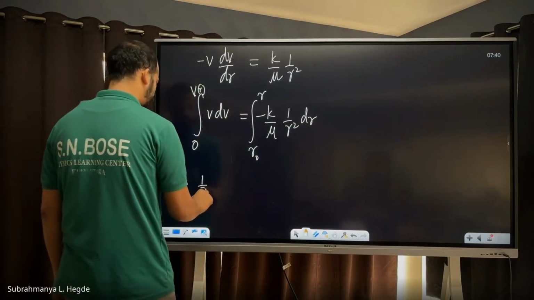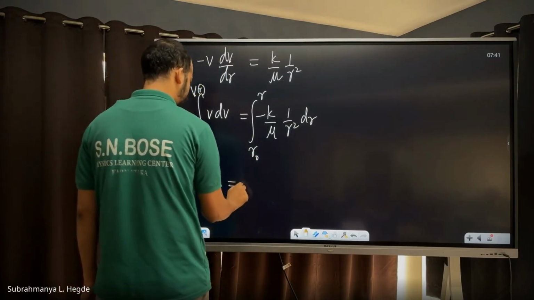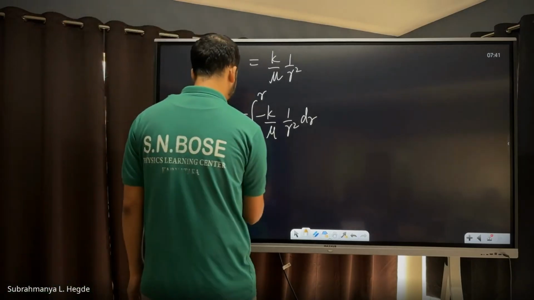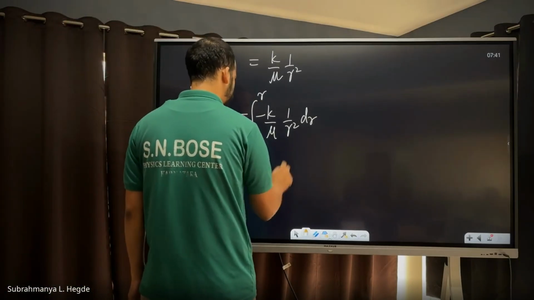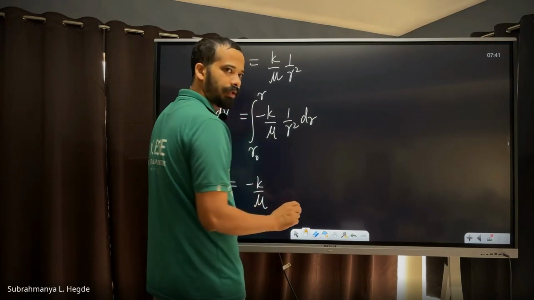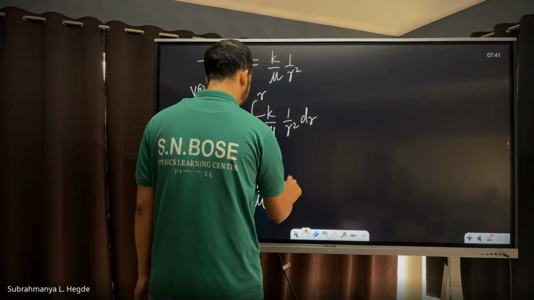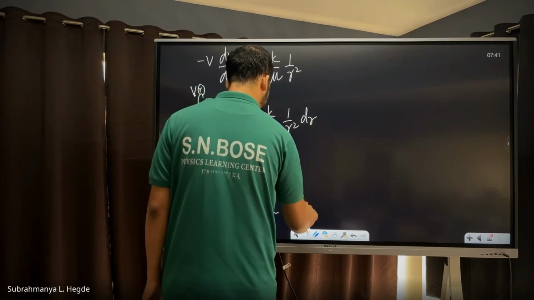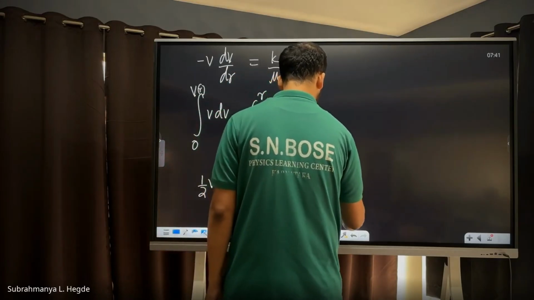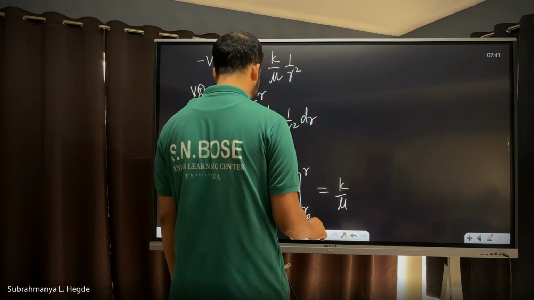This will be half v square, that is v square by 2, upper limit minus lower limit. So minus k by mu, what is this one? This is minus 1 by r, running from r naught to r here. This equals k by mu upper limit. What is the upper limit?